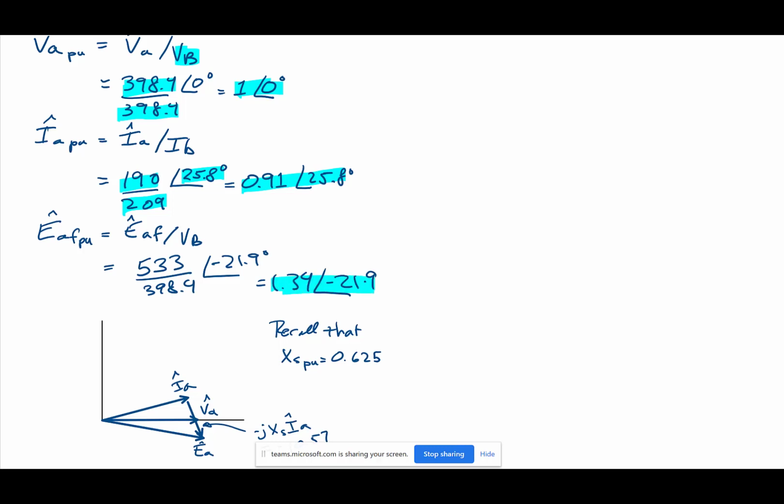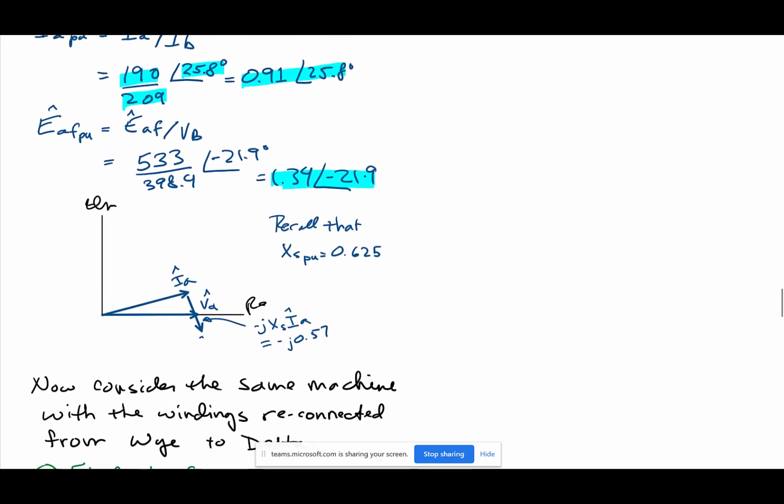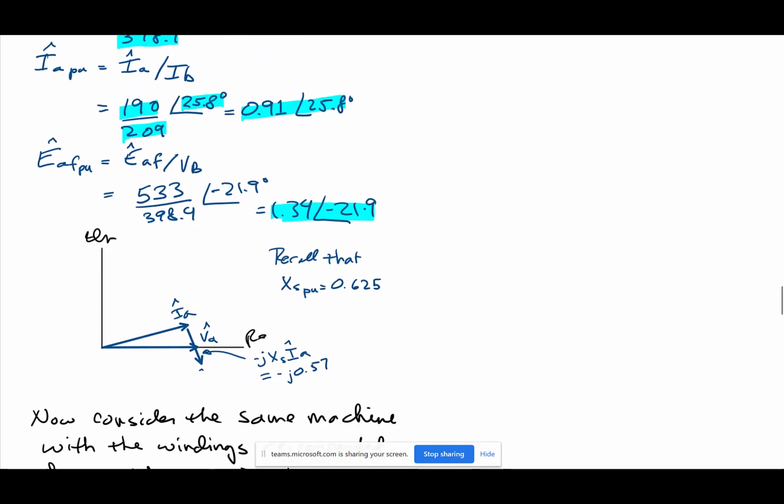Okay, so there we go. Here's a phasor diagram, and we went through this last time, and I recommend that you practice this. Find first the voltage phasor. It's on the real axis. There's your imaginary axis right there. Then put on the phasor current, which is 0.91.